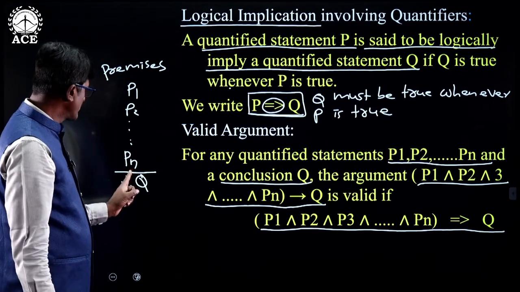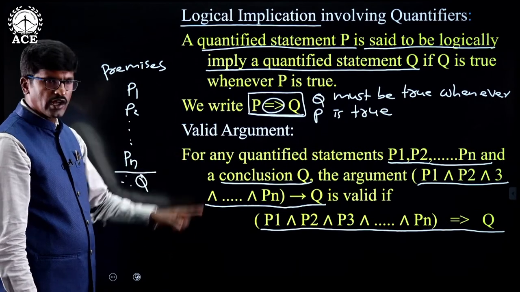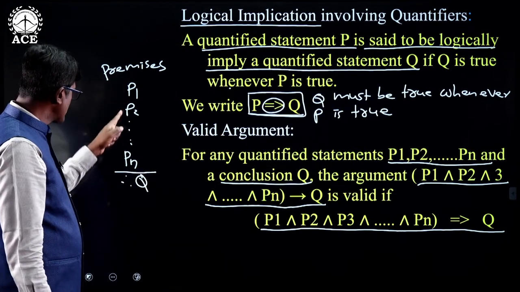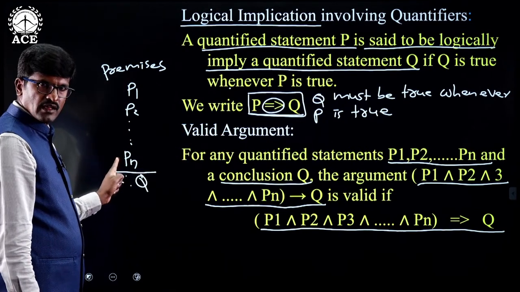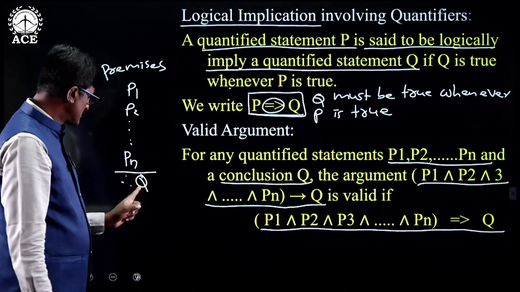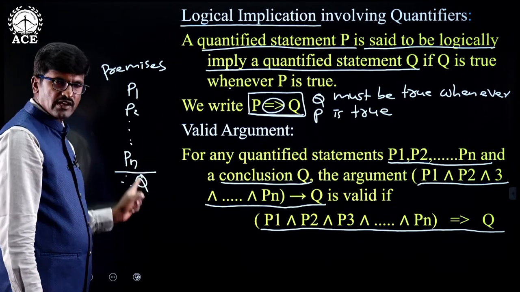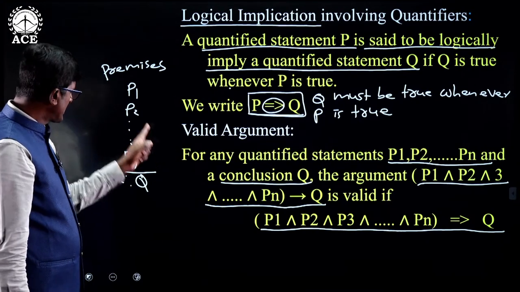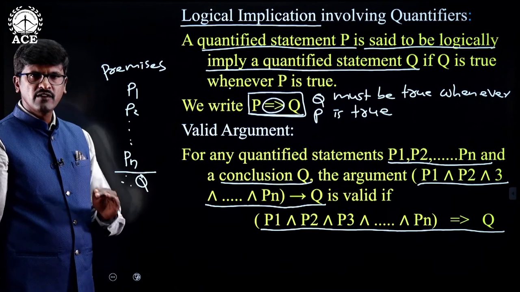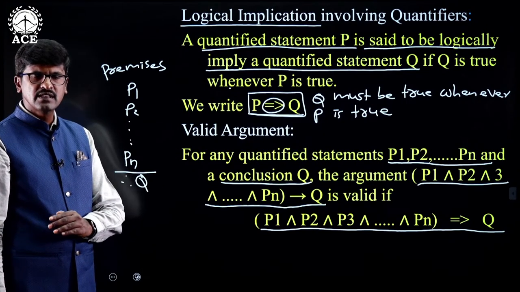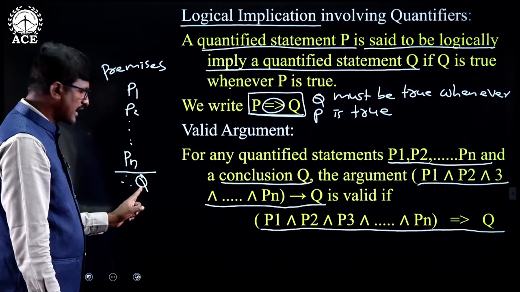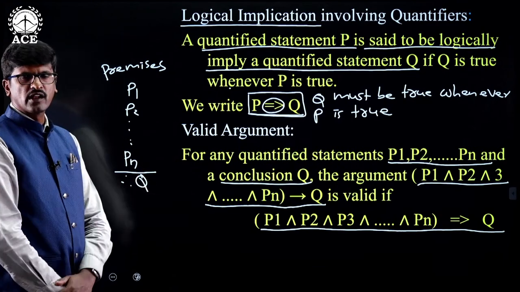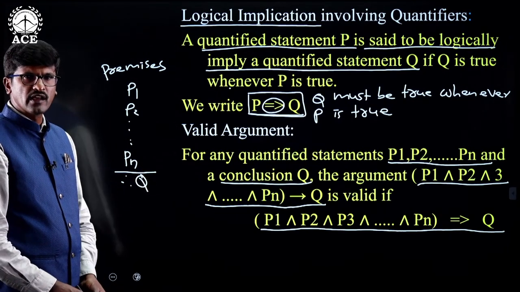So this is the argument. When does it become a valid argument? If you take the conjunction of the premises, and from the conjunction of the premises you are able to derive the conclusion, then it is called a valid argument. So take the conjunction of the premises. From that conjunction, if you are able to derive the conclusion, then it is a valid argument. Otherwise, it is an invalid argument.